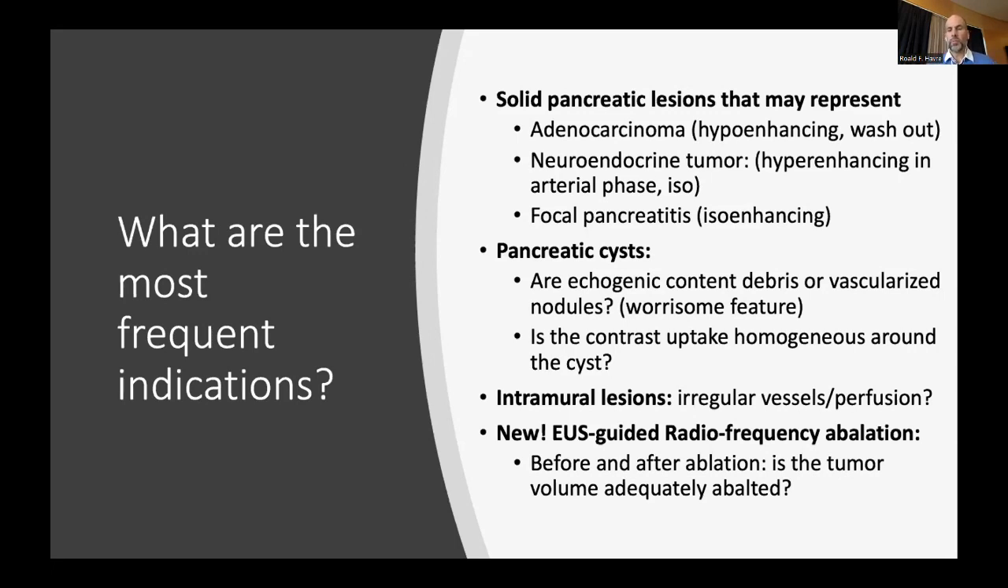And the new and perhaps very exciting indication is to use EUS contrast when you use radiofrequency ablation. Then you can use it before and after the ablation, and particularly with neuroendocrine tumors that are often hyperenhancing. It is very useful to see if you have ablated the whole tumor volume adequately. And I will end with showing you one example of this.